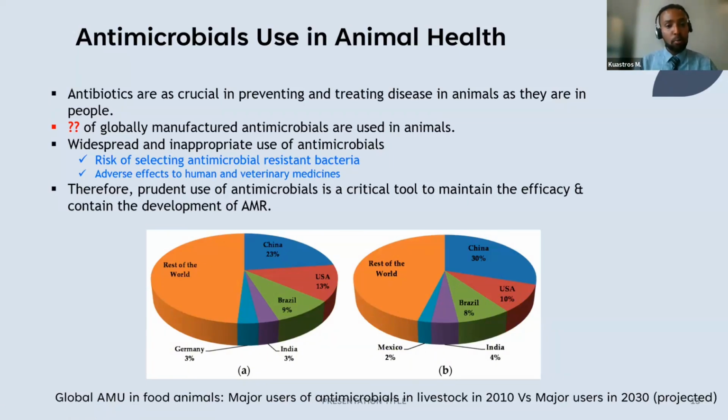This is really a problem for human health, because through the food chain or food production, antimicrobial resistance is transferred to humans. So antimicrobial use is widespread and also inappropriately used, and this causes a risk of antimicrobial resistance selection by pathogens. It could be by commensal bacteria or also pathogenic bacteria, and this has adverse effects for humans and also in veterinary medicine.